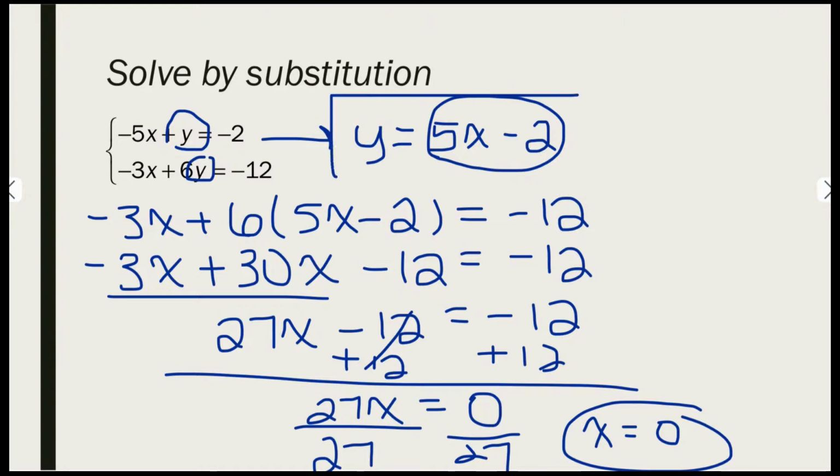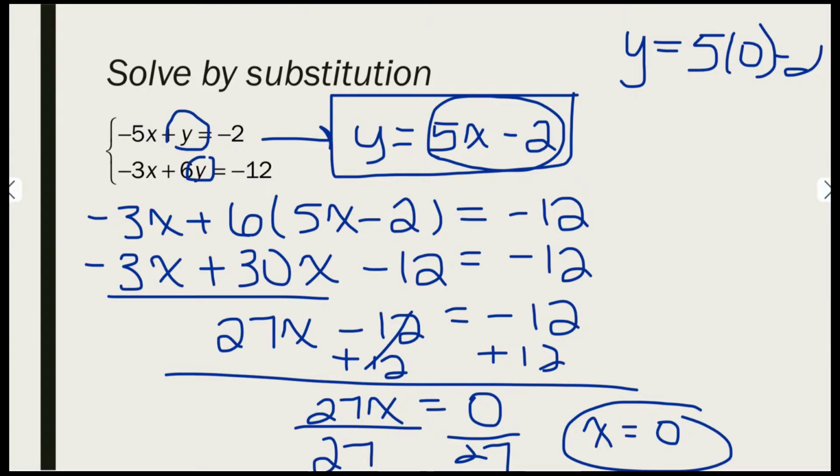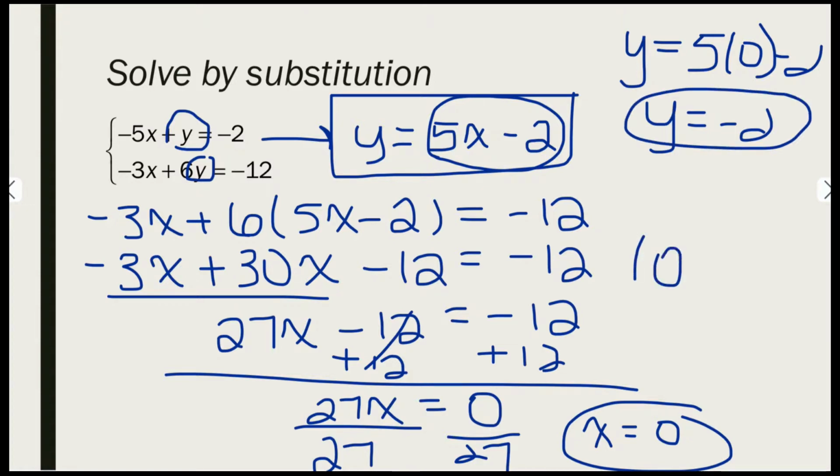Since I have this rewritten top equation, it's easiest to just plug in the x here to find what y is. y is equal to 5 times 0 minus 2, so y is equal to negative 2. That means the solution to this system of equations is (0, negative 2).